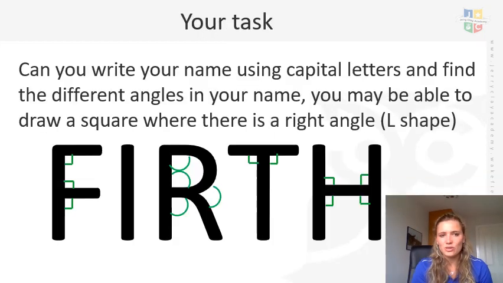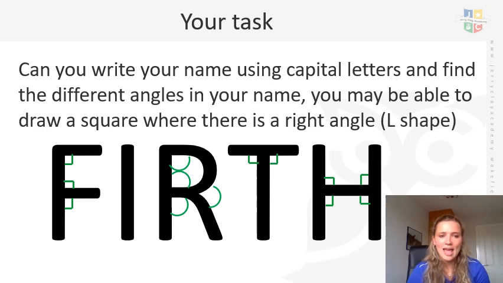So I'd like you, using capital letters because it makes it easier, to write your name. You could write your first name, your last name, you could even do your whole name if you wanted to. And I want you to find the different angles in your name. So you may be able to draw a square if it looks like an L, if it's in a right angle, or you can use an oval, just like I've done on here, to show where it isn't a right angle, but it is an angle.